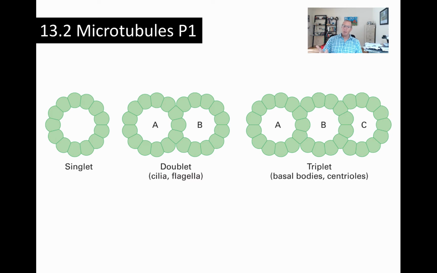Microtubules can be singlet microtubules, so that's just a hollow filament, 13 protofilaments making up a singlet. They can be these kind of fused structures where you have one complete ring and then another partial ring, so that would be a doublet of microtubules, and those are commonly seen in cilia and flagella. Or you could have a triplet where you've got one complete ring and then two partial rings, and we often see those in basal bodies and centrioles. So one full ring and then usually 10 to 11 protofilaments in the partial rings.